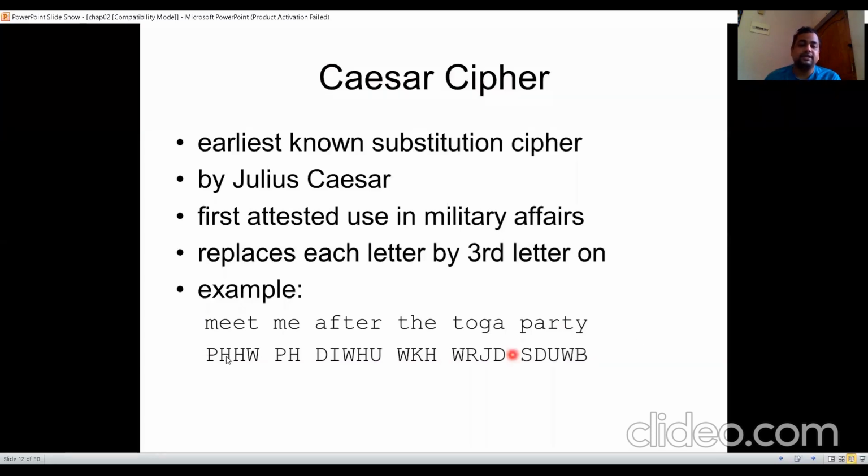We can get the ciphertext. Similarly, E, moving three characters onward, equals H; again S, T; M equals P; H equals K; A equals D; and so on. We get this ciphertext, and it represents the ciphertext of the given plaintext: meet me after the toga party. So if my plaintext is meet me after the toga party, it will be encrypted into this ciphertext. The result will be like this.